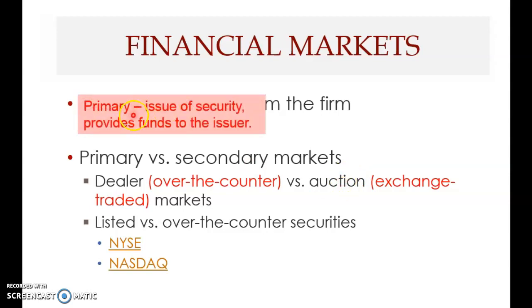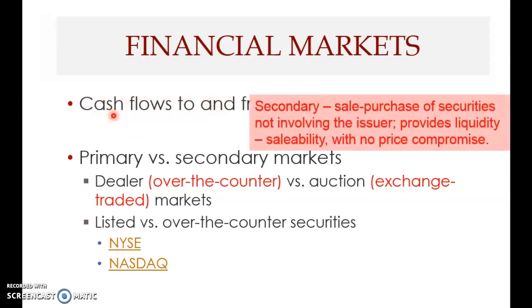Primary is when the issue of security, debt security or equity security, provides funds to the issuer, the person who issues the security. So when the funds reach the issuer, then it's called primary market. The difference with secondary is that it involves sale or purchase of securities, not involving the issuer. So this provides liquidity or saleability, with no price compromise. That's called liquidity.